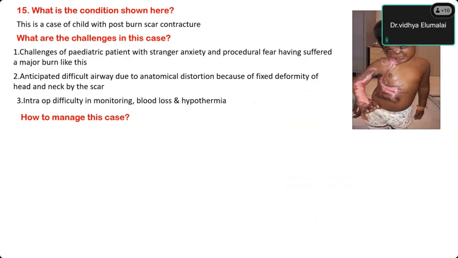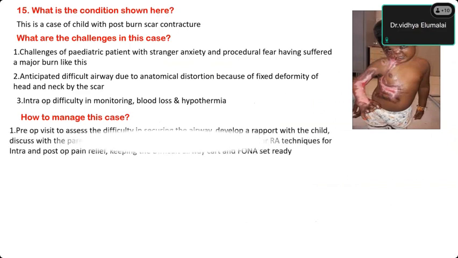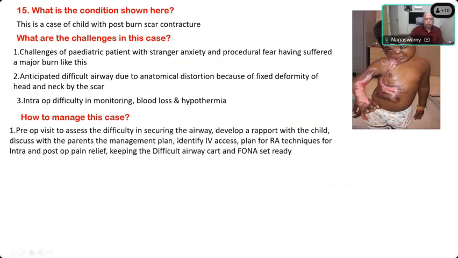Anticipated difficult airway. So how are you going to secure the airway? That is the first and foremost thing that you have to say. So asleep fiberoptic intubation. The prerequisite is to assess the difficulty in securing the airway, because it looks like a little grown-up child. Try to develop a rapport with the child, discuss with the parents the management plan, identify a location for IV access, plan for RA techniques for intra- and post-op pain relief, and keep the difficult airway cart and front of neck access set ready.